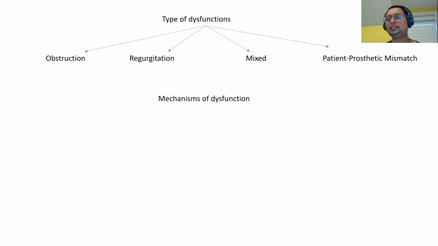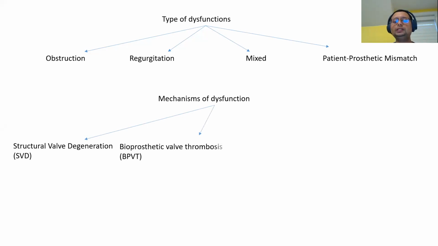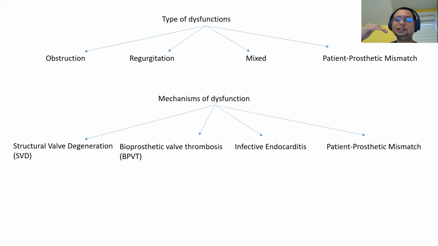Once you know the type of dysfunction, you want to know the reason the patient has dysfunction. So one is type, another one is mechanism. Is it structural valve degeneration? For this one, you have to look at the leaflet. If leaflet is thickened and calcified and you see pannus, that is structural valve degeneration. Or is it bioprosthetic valve thrombosis? For example, the valve is thickened without calcification. Is it infective endocarditis? Remember, infective endocarditis can also cause obstruction or stenosis. Or is it patient prosthetic mismatch? So we want to decide the type of dysfunction, and then the mechanism of prosthetic valve dysfunction.